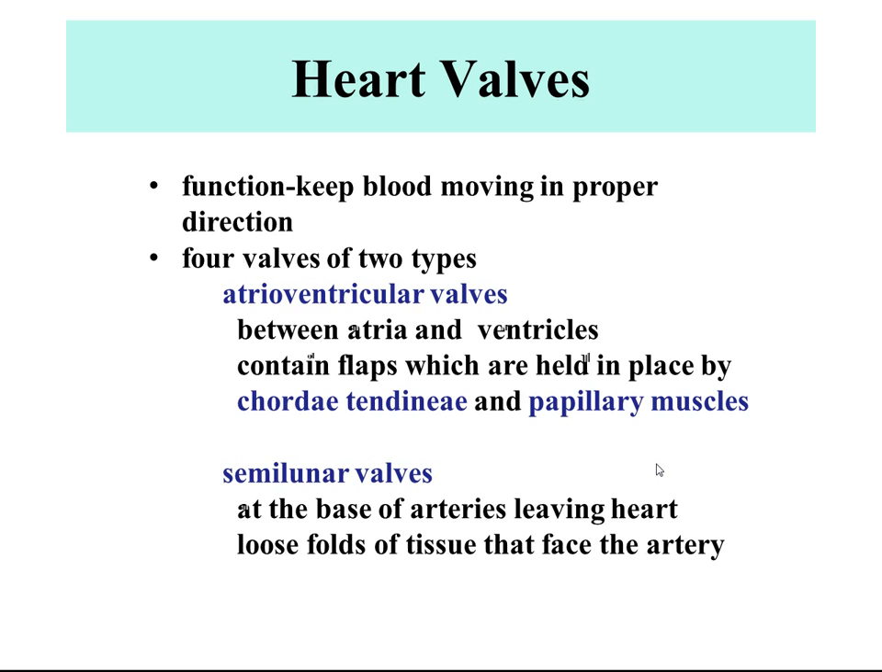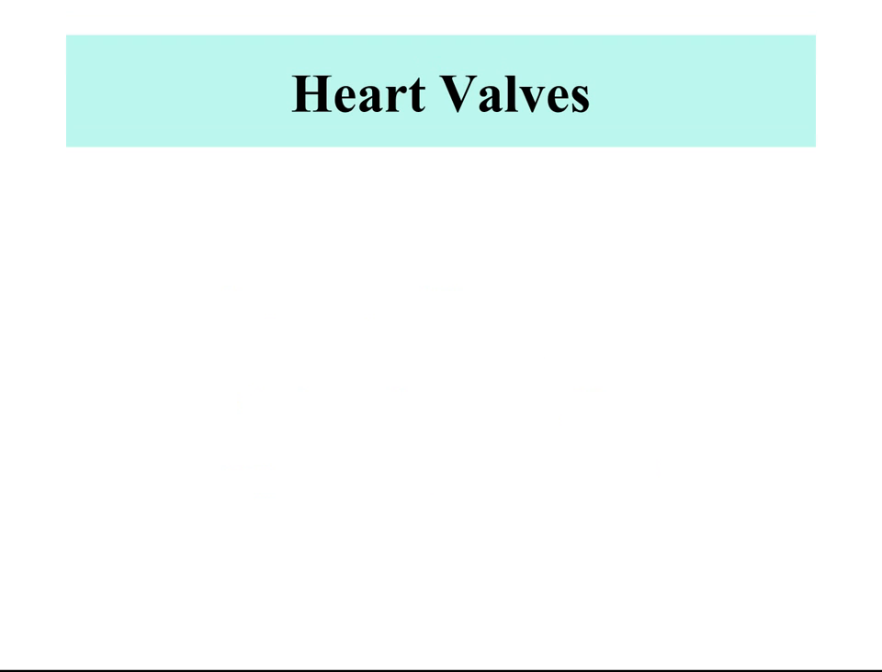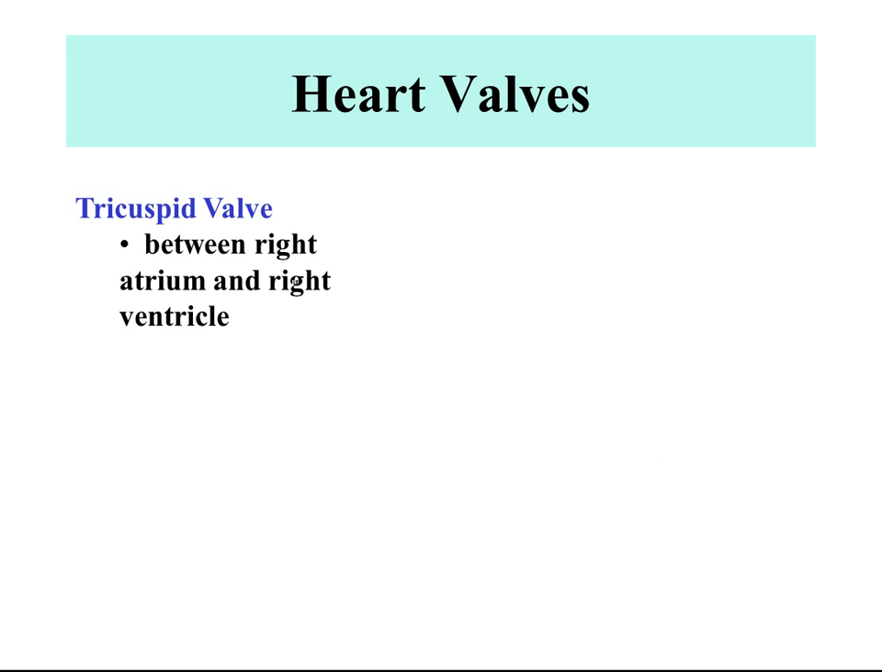And then the second type of valves are the semilunar valves. They're at the base of the arteries leaving the heart, and they're loose folds of tissue that face the artery and don't have chordae tendineae. The first one is the tricuspid valve. It's between the right atrium and the right ventricle. It is also called the right AV valve. Tri meaning 3, cusp meaning flaps. So this valve has 3 flaps. It is found between the right atrium and the right ventricle.